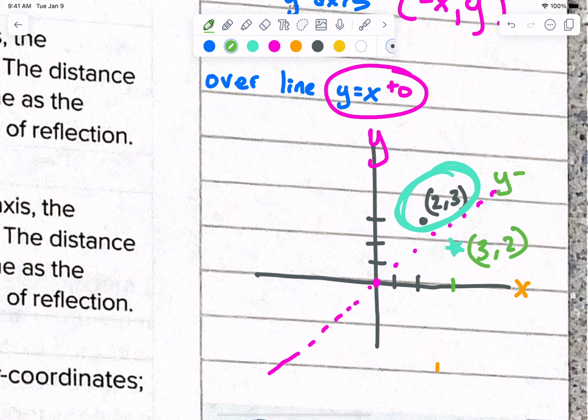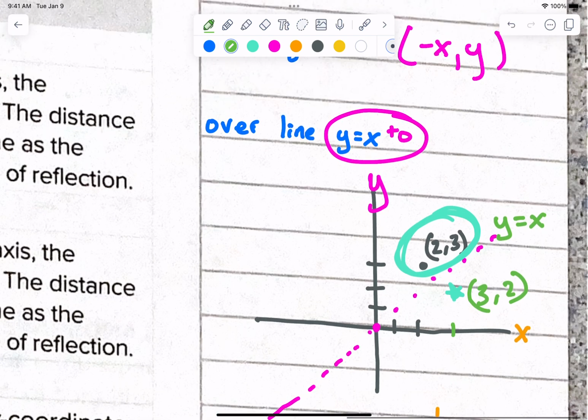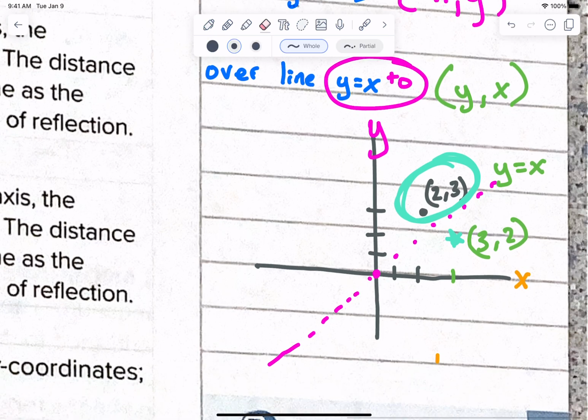So do you see the rule? If I flip it across this line y equals x, the x and y just flip places with each other, right? So the rule is (y, x). None of them are negative. Just flip them. That's the rule when you flip them across the line y equals x. That's that dotted line, that 45-degree angle line. You just flip the coordinates. Got it? Okay.